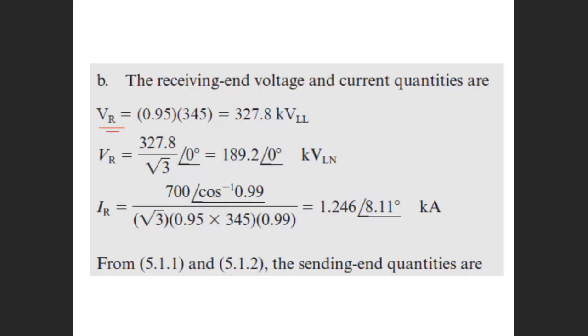Of course, the receiving end is given as 345 kV, operating at 0.95, so it is line to line. If you want line to neutral, just divide by square root of 3. This will give you the line to neutral value. You put 0 here, so we started from here. This is our reference. Any angle now is compared with the receiving end. Why do we put this as a reference?